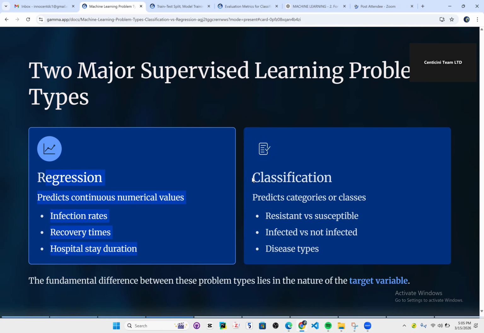But then we have what we call the classification-based supervised learning model problem, where we are trying to predict categories or classes: resistant or non-resistant, infected or not infected, or disease types. This could be multi-class. But what you need to understand here is that we are predicting categories. So the fundamental difference between these problem types lies in the nature of the target variable. Do you understand? It depends on what your target is. That is how it determines what type of metrics you're going to use for your data.